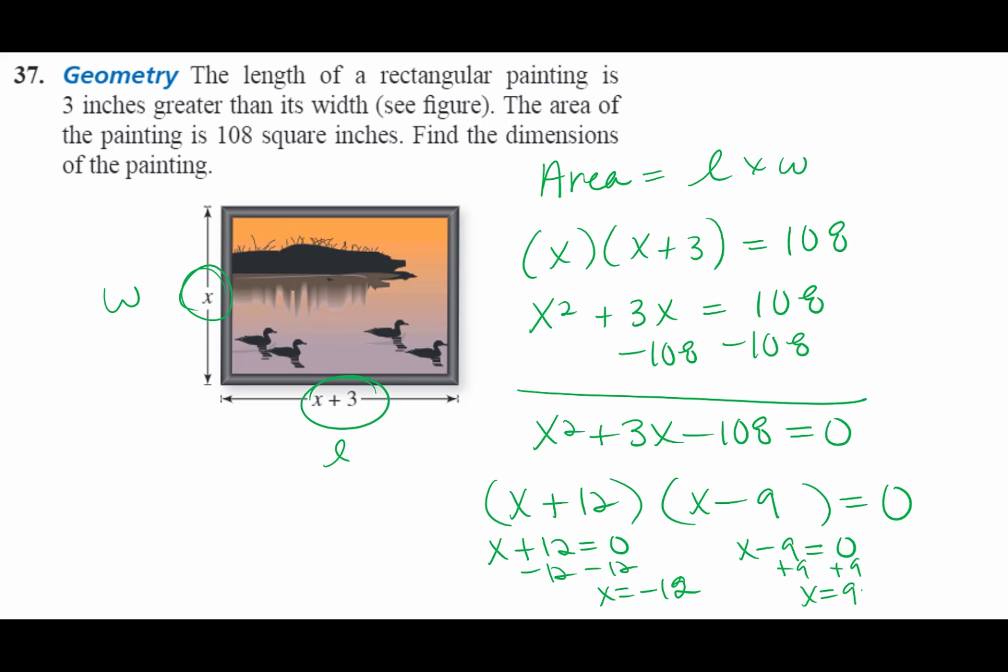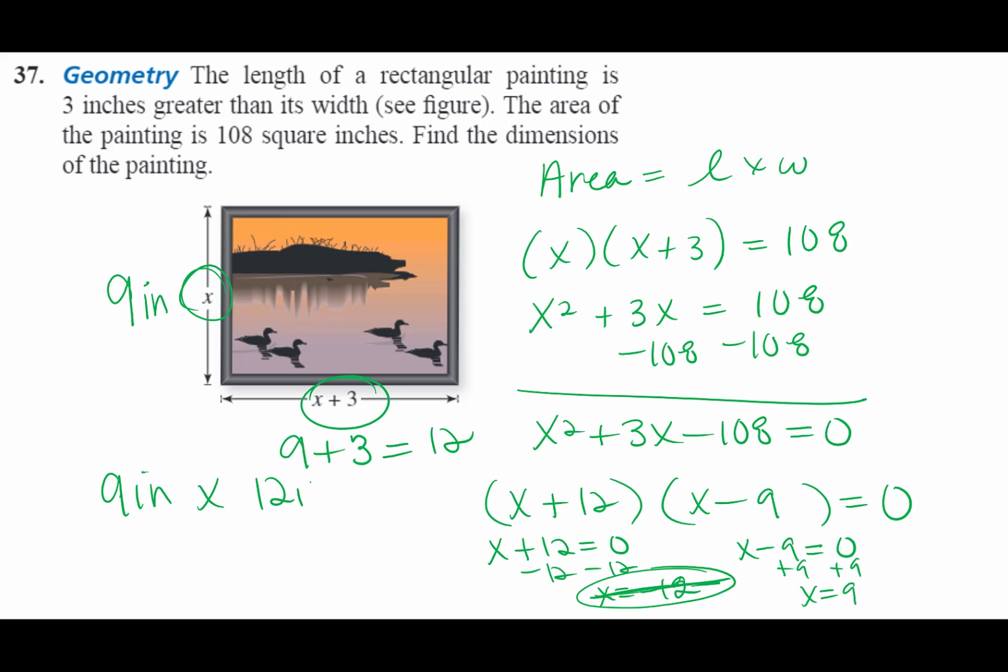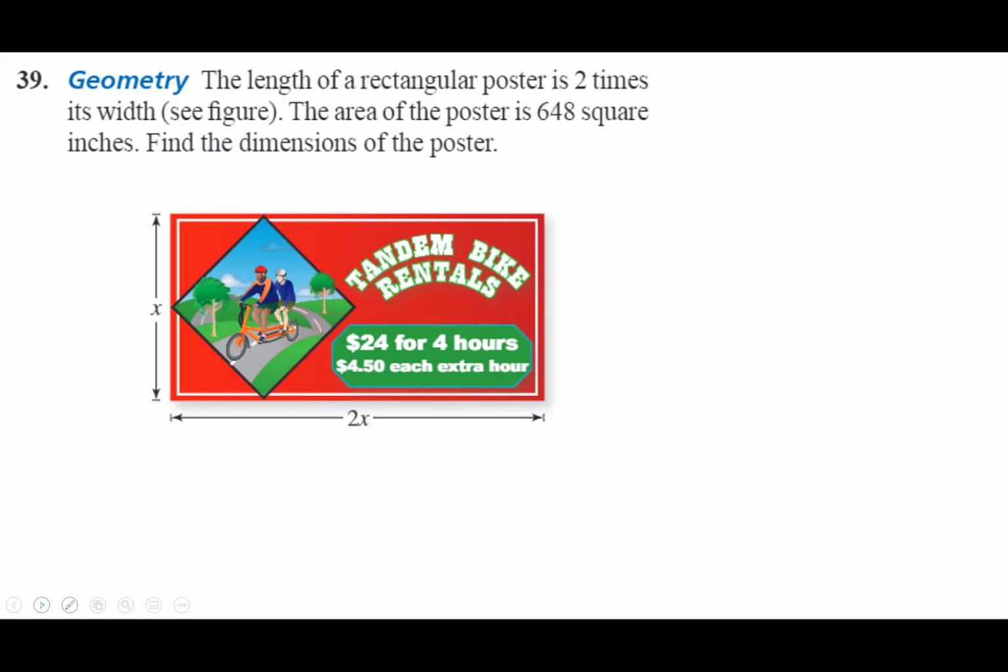So we're left with 2 answers, but because this is an application problem, one of the answers will not make sense, and that's our negative answer, because the side of a painting cannot be negative inches long. So we'll stick with x equals 9. So we know that it's 9 inches on the width, and we know the length is 9 plus 3, which is 12. The question says find the dimensions of the painting, and we can say this is a 9-inch by 12-inch painting.